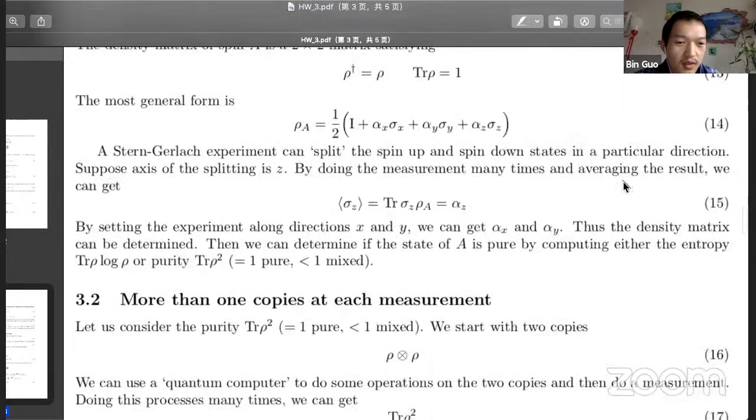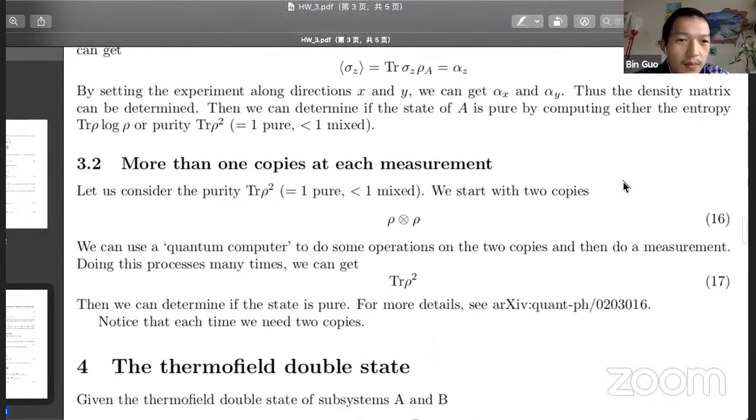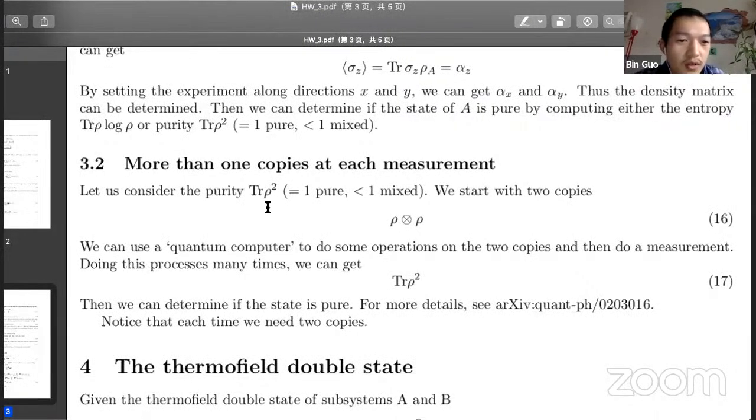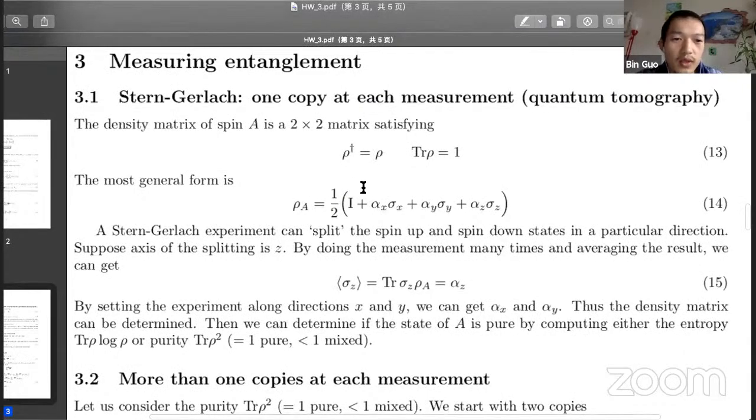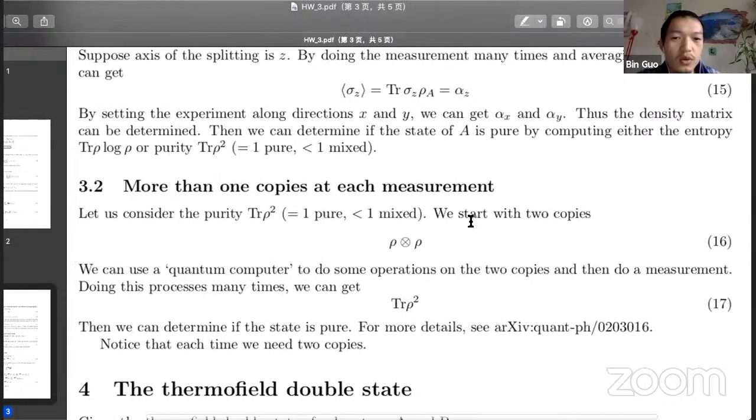Okay. There's another method that might be related to the island people's idea. Let's consider the purity. Notice that at each measurement here, we only need just 1 copy of the state. We don't need 2 copies. But here, we can start with 2 copies. So we have these 2 copies at hand, and then we can first use a quantum computer to do some operations on these 2 copies, and then do a measurement. We do this process many times and get the average.